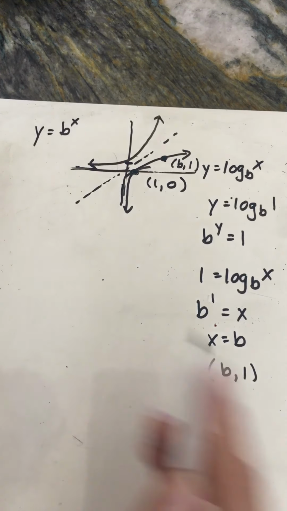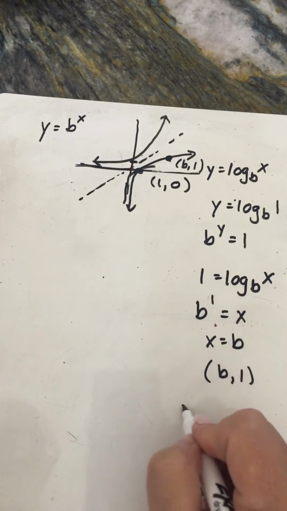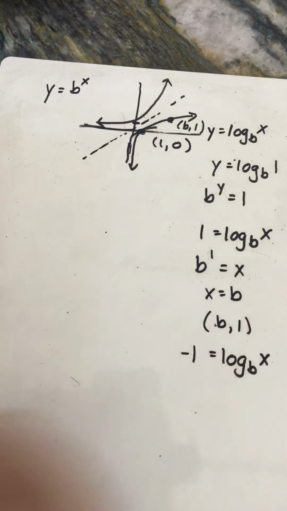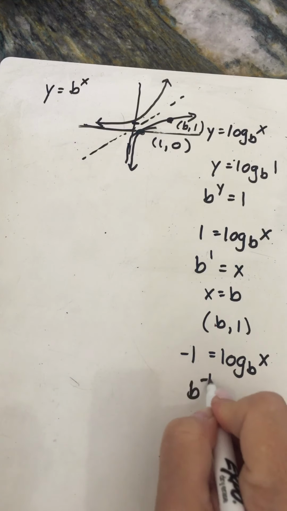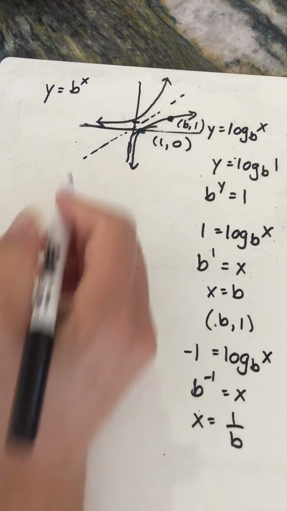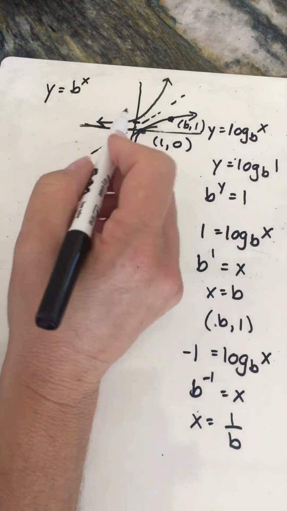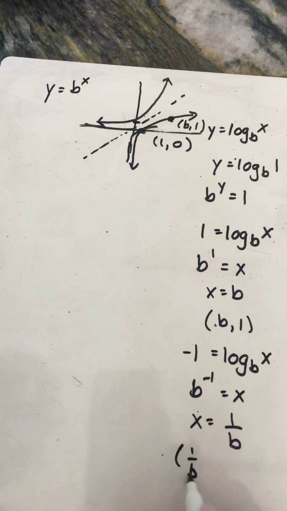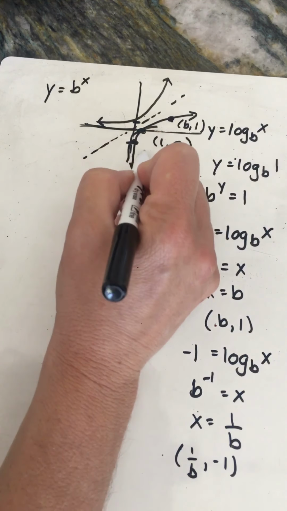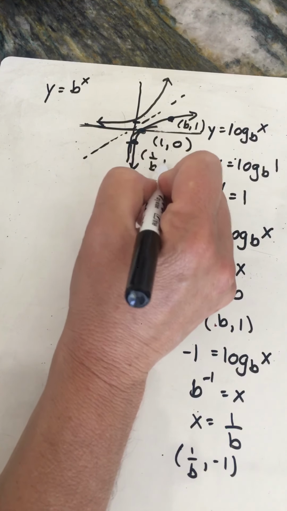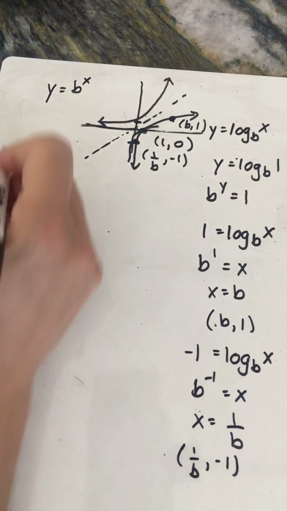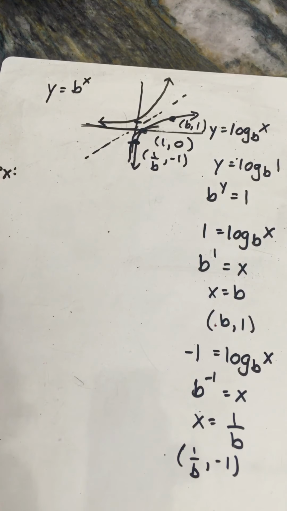All right. What about -1? -1 equals log base b of x. So now I've got b to the -1 power equals x. So x equals 1 over b. So my coordinate would be 1 over b comma -1. So 1 over b is going to be down here and down at -1. So 1 over b comma -1. So those 3 points will kind of give you enough information to be able to graph. So let's try them out.